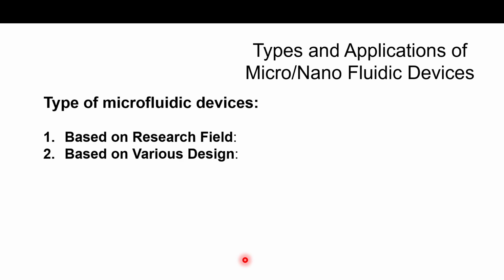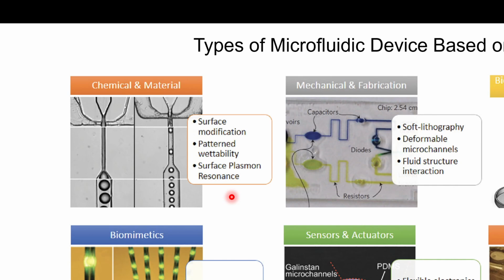If I describe the types, we can divide microfluidic devices by research field and by various designs. In the research field, there are various branches where the microfluidic device has been used and will possibly be used in future. Here I'm showing the chemical and material field, where they study surface modification, pattern repeatability, and surface plasmon resonance. I belong to this field, so I can correlate to it directly.